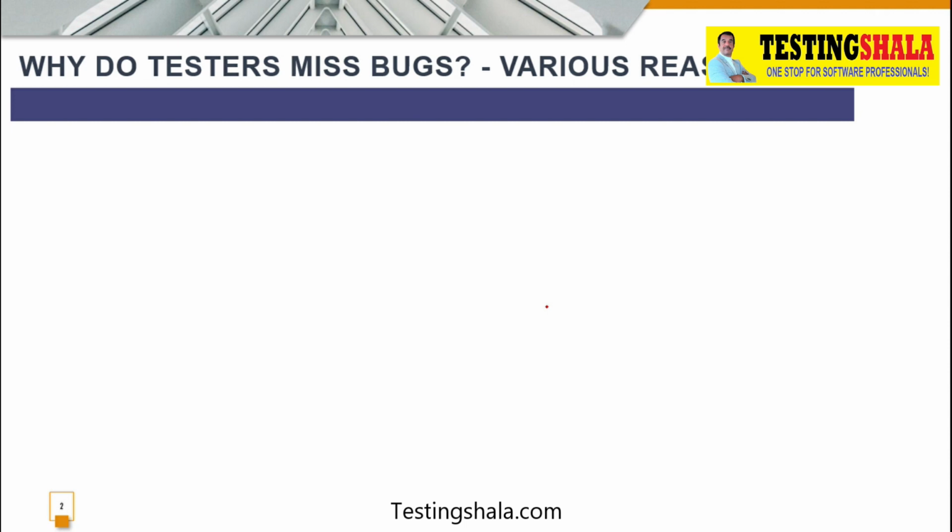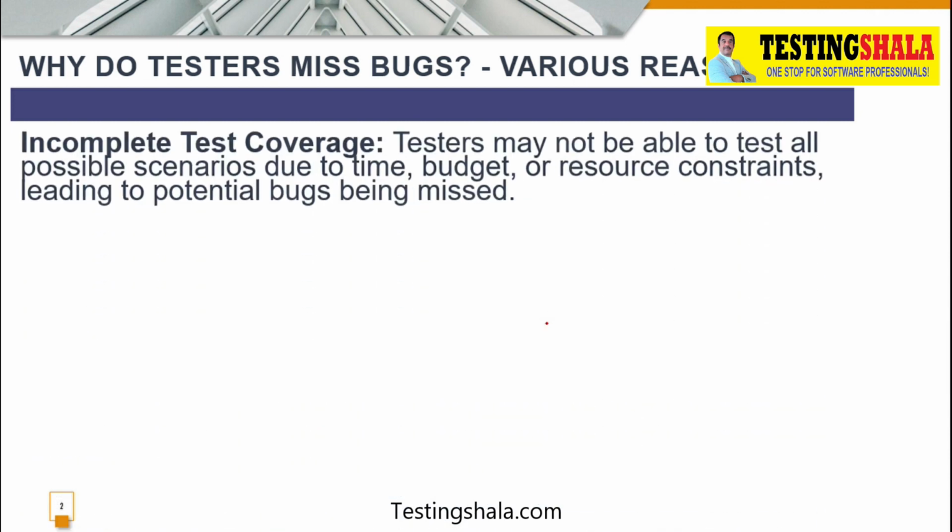The first one is incomplete test coverage. Testers may not be able to test every possible scenario because of lack of time, lack of budget, or resource constraints, leading to potential bugs being missed as well. That is one of the key reasons why testers miss bugs or defects.